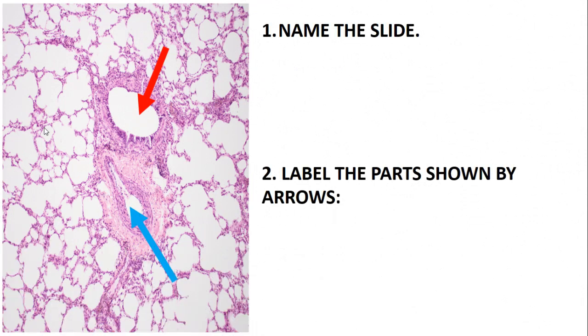Okay, the next question is name the slide. So if you look at this slide, you can look at the presence of the bronchiole, the presence of the pulmonary artery, and then this one is the pulmonary vein. This is the pulmonary vein, this is the pulmonary artery, and this one is the bronchiole, and then you can look at the alveolar ducts there. So this slide is just the lung.